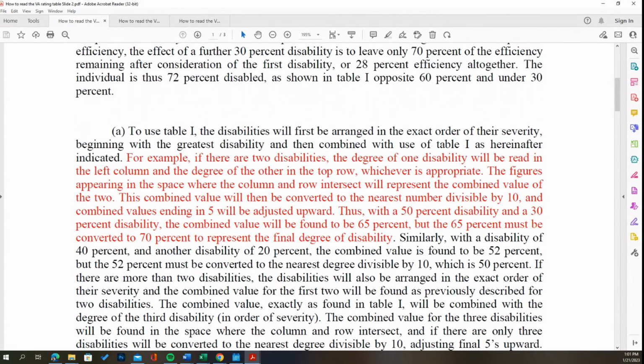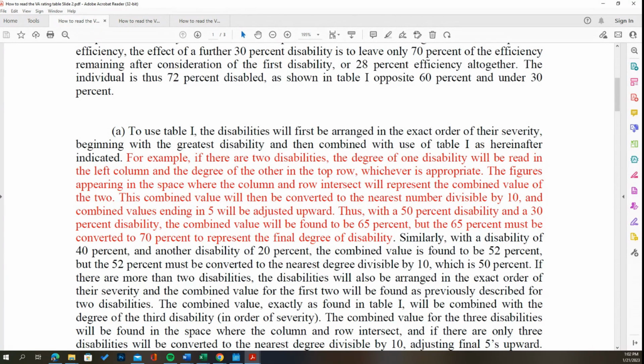subpart A. To use table 1, the disabilities will first be arranged in the exact order of their severity. Okay, arranged in the exact order of their severity, beginning with the greatest disability, meaning the highest, and then combined with use of table 1 as hereafter indicated. All right, we're going to get to that in a minute. So now they're giving you an example.